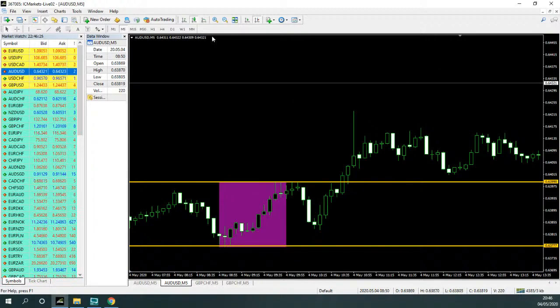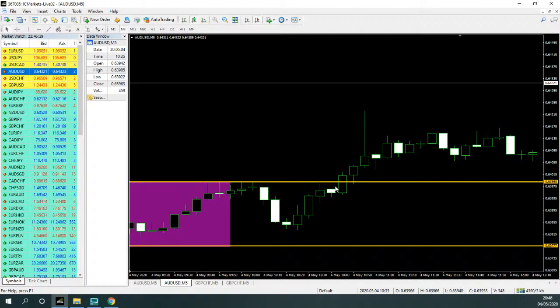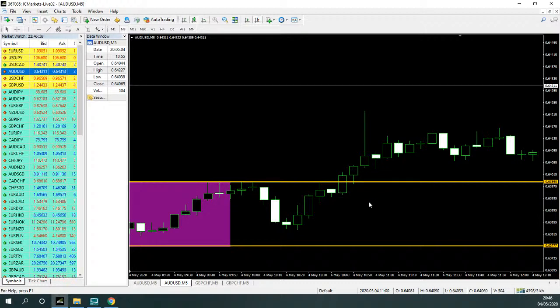Tell me which candle number. Let me make it bigger. So this is where we pop out of the box. Candle 1, 2, 3, 4. Which candle number is the trigger candle? Which one is the trigger candle?